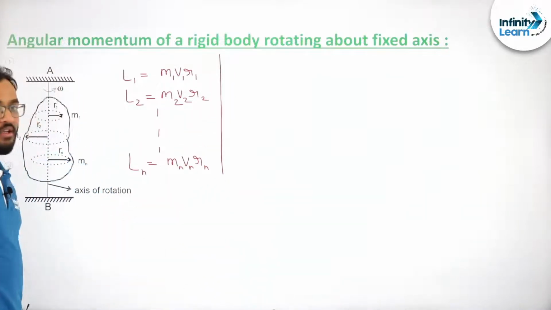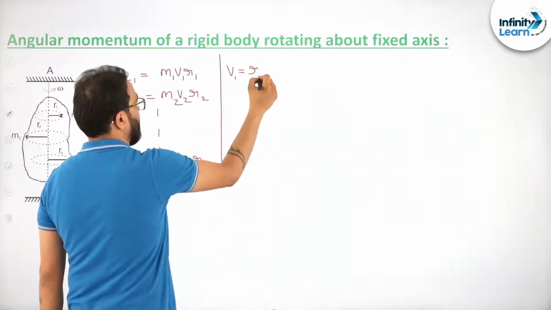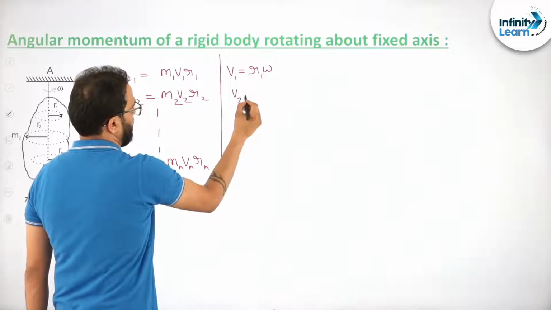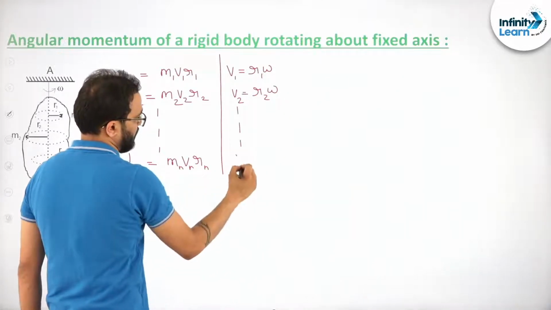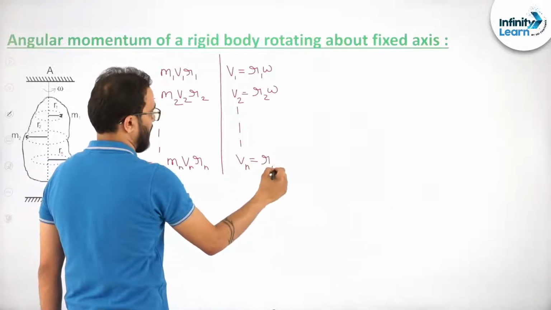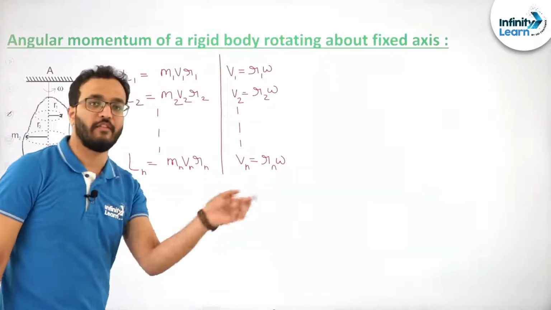Now what is v1? v1 is r1 omega, v2 is r2 omega, and vn is rn omega. You can see that the direction of angular momentum of every particle will be in the same direction, because the sense of omega is the same for everyone.